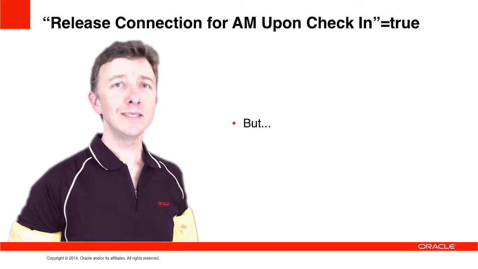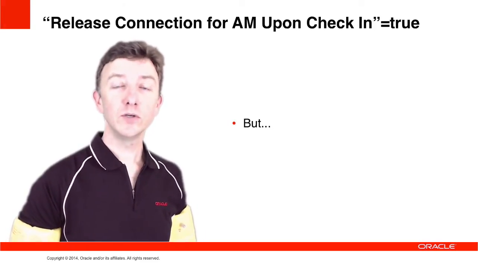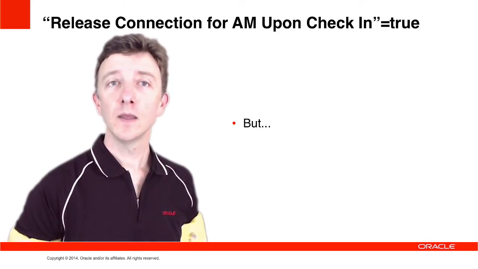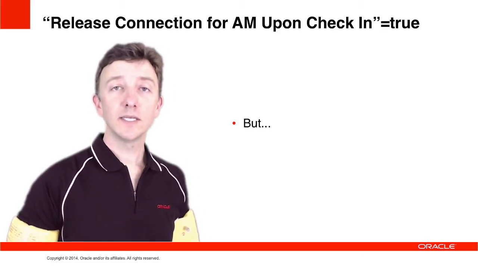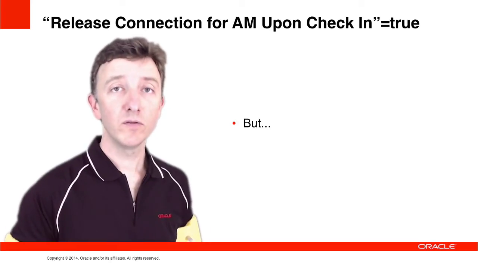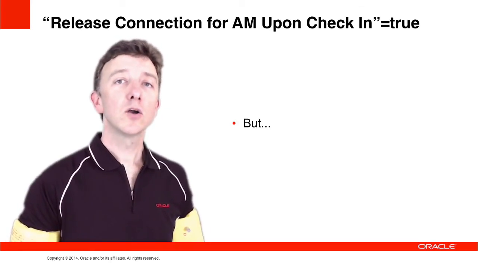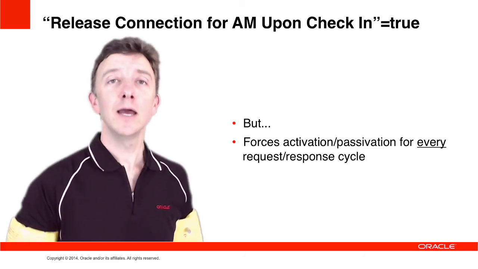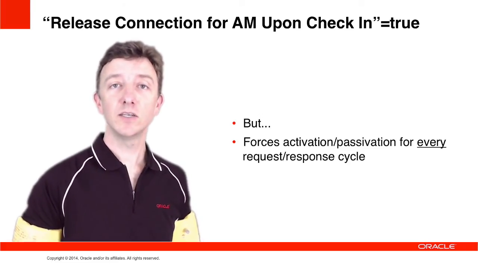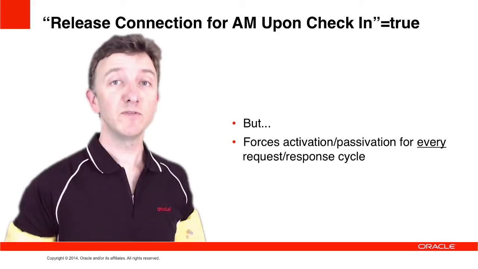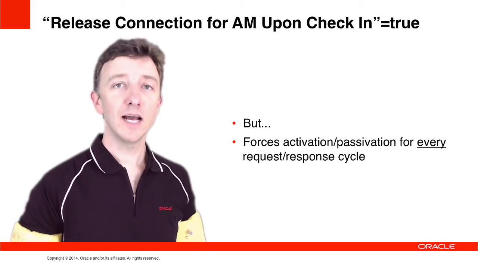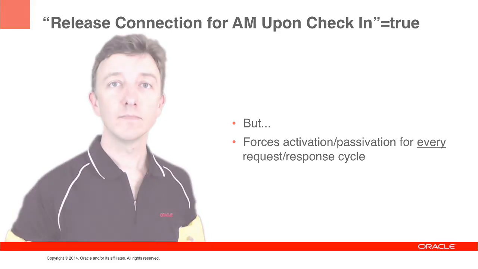However, there is a downside of setting JBO.doConnection pooling to false. JBO.doConnection pooling set to false by itself, with no other parameters being changed, causes, here we go again, eager passivation and activation. And as we've discussed before, passivation and activation has a performance hit. So we seem to have introduced one parameter to solve one problem, but then just introduced another problem.